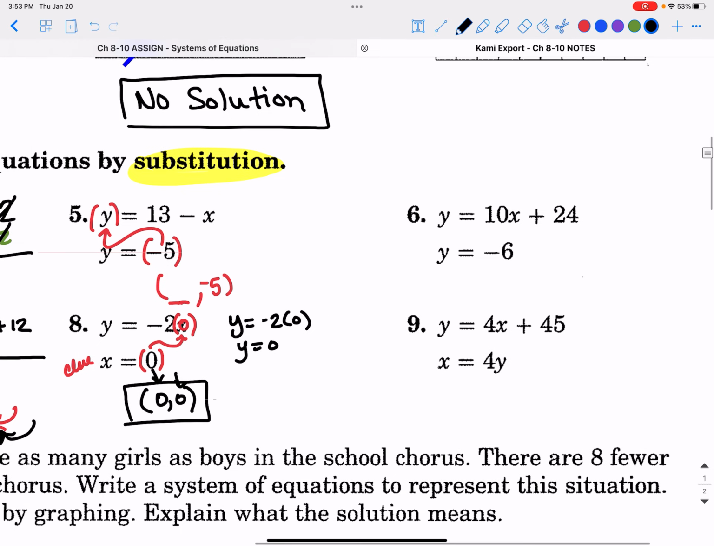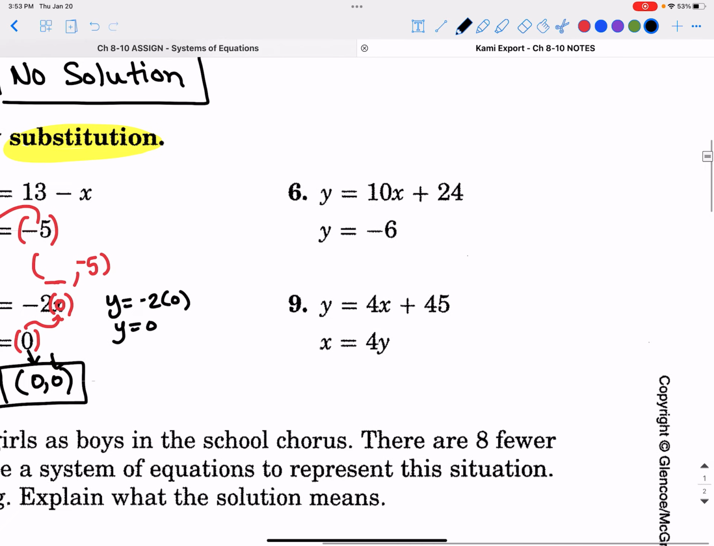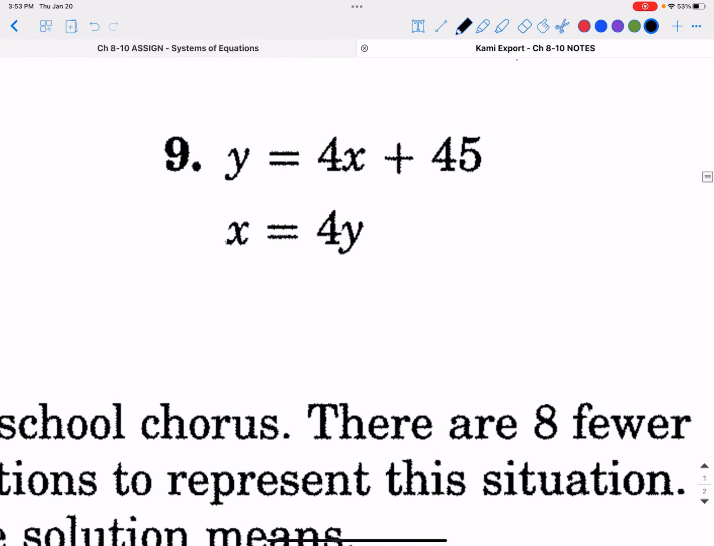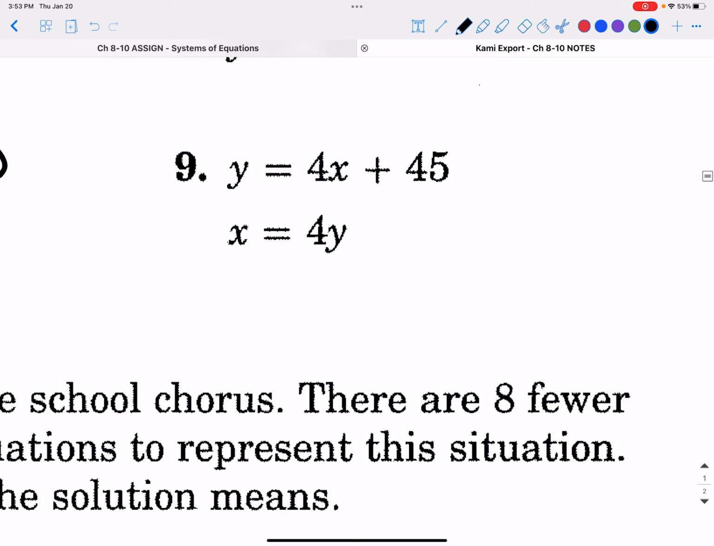All right, let's see. Anything a little bit different that you might see? Yeah, let's do one like this. Last one I'm going to do here. All right, so again, look at your clue. It's always your simpler equation. So my clue says that x equals 4y.